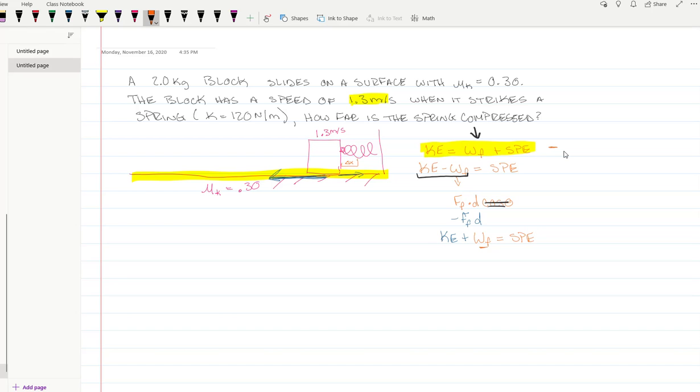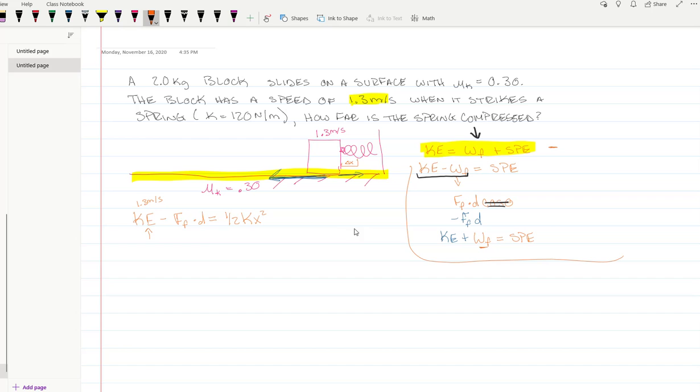So at any rate, let's write this neatly over here, where we have kinetic energy, and I'm going to explicitly write it without the angle, minus the force of friction times the displacement is going to be my 1/2 kx squared. And now I know what this is. This is what I started with. This is my 1.3 meters per second.